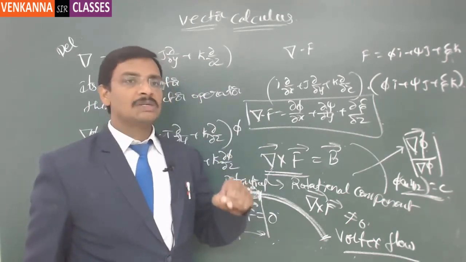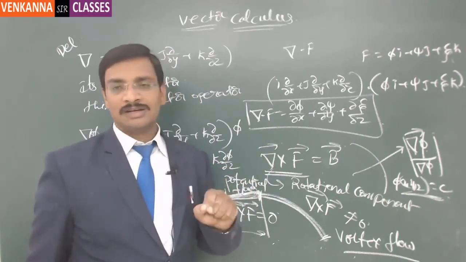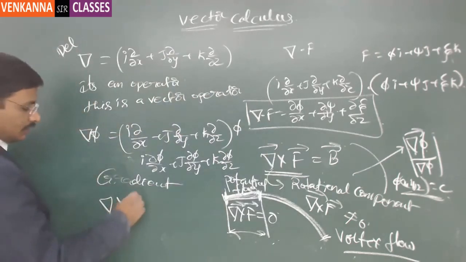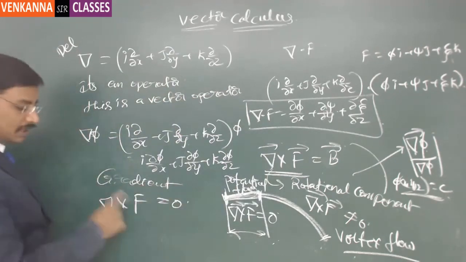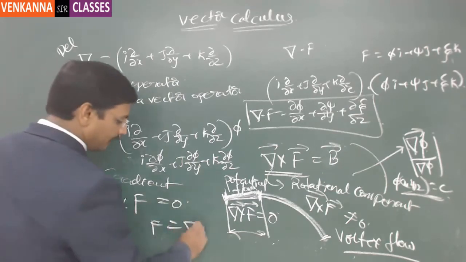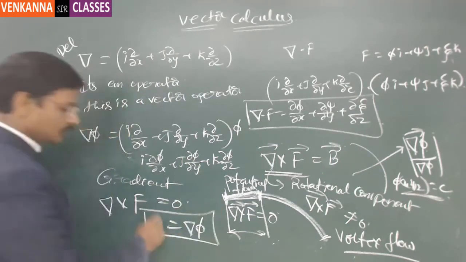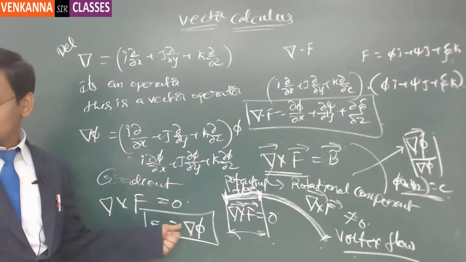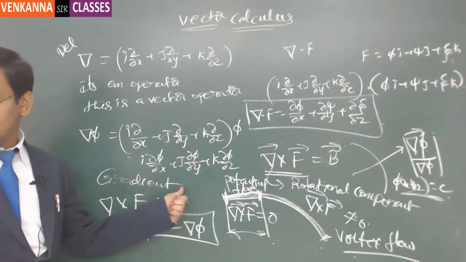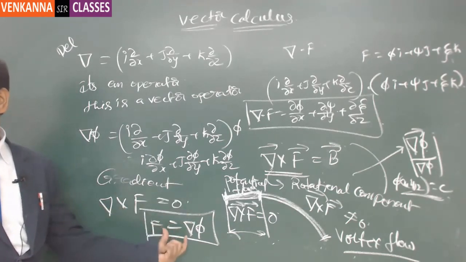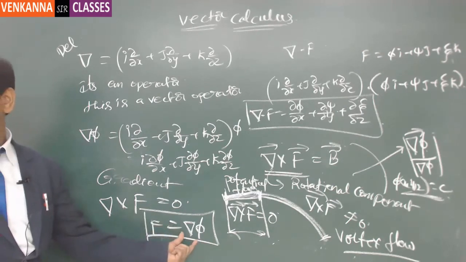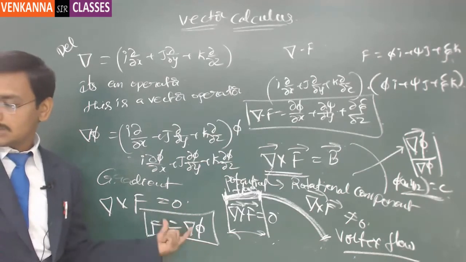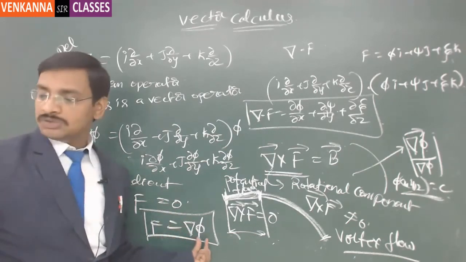That potential concept comes into the picture only from the fact of vector calculus, where if del cross F is equal to 0, then F can be expressed as del phi. So this is a vector identity: del cross del phi is equal to 0. If this is coming out to be 0, then these two are actually parallel. Now, if del cross F is 0, then F can be expressed as del phi. This is one of the very, very important facts which changed our methodology.